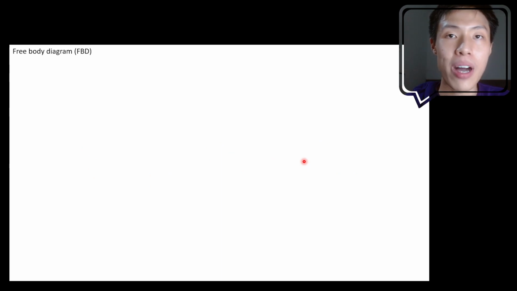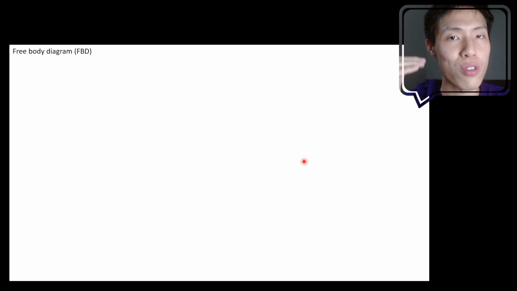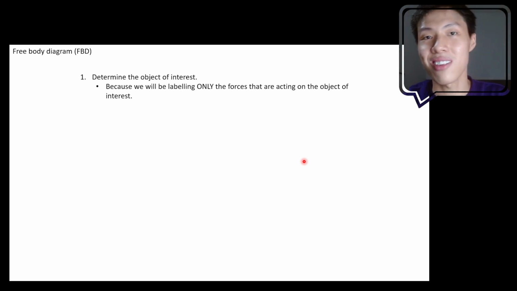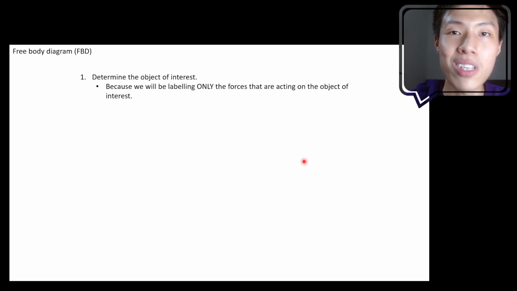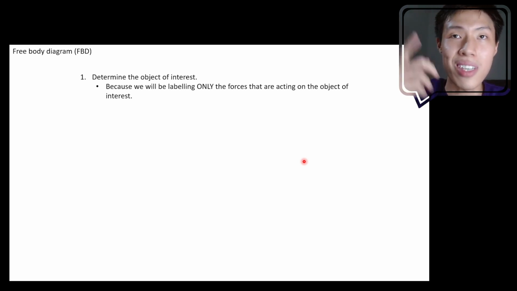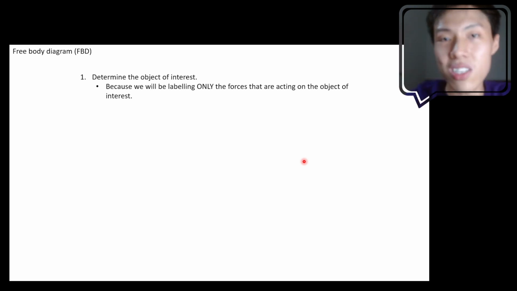Okay, so let's try to draw a free body diagram. To draw a free body diagram, I usually follow a systematic set of steps. The first thing is I determine what my object of interest is. You might think this is silly. Isn't it very straightforward? I should be drawing for the block. But situations can get complicated. At certain moments, you might not be drawing the free body diagram of the block. You might be drawing the free body diagram of a certain point which doesn't even have mass. At certain times, what your object of interest is can be confusing as well. Therefore, the first step should always be to determine the object of interest.